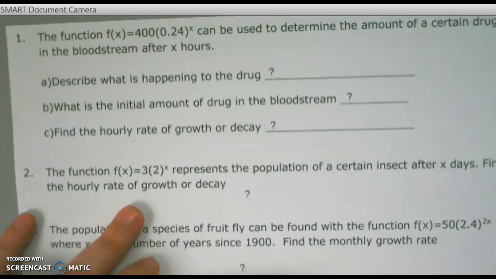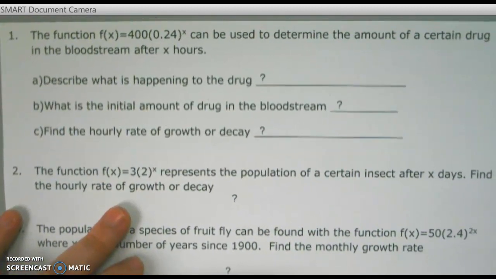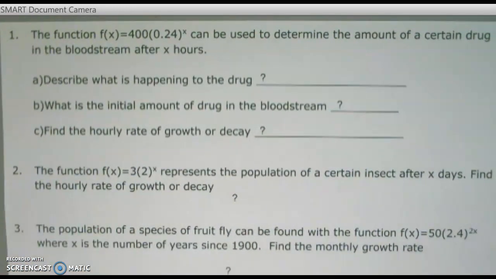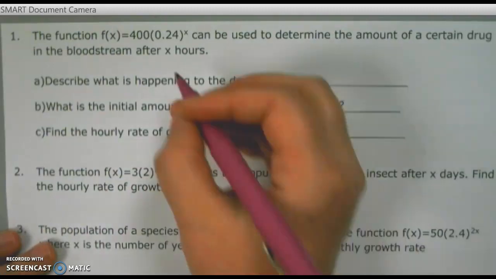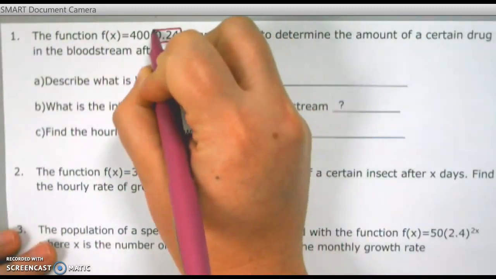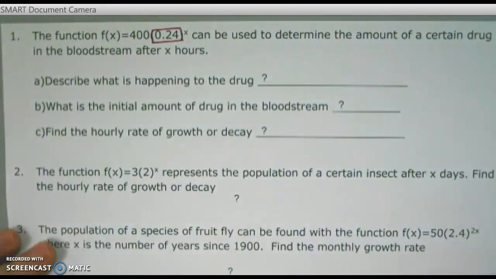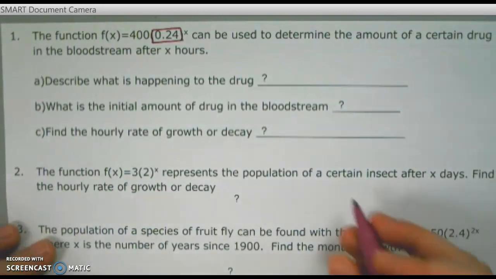All right, the second page was interpreting. This is what we talked about doing last Friday. So the first problem is just everything is in hours. My exponent is just x, so I know there's nothing tricky. So describe what is happening to the drug. You should be using the base, and whether your base is greater than 1 or less than 1 tells you if it's growth or decay.